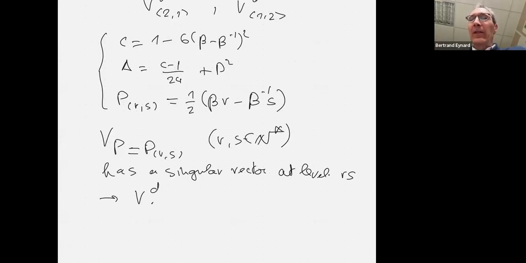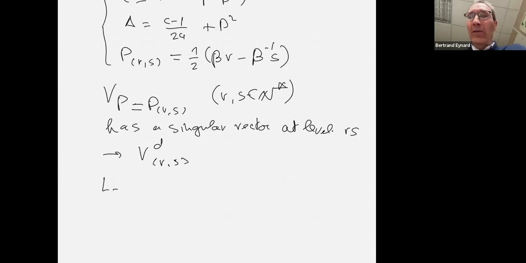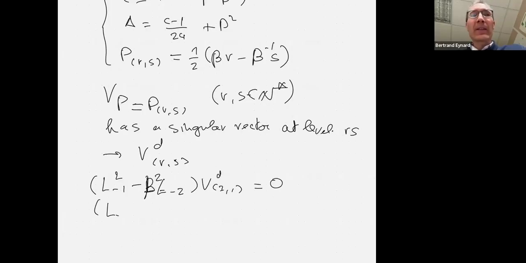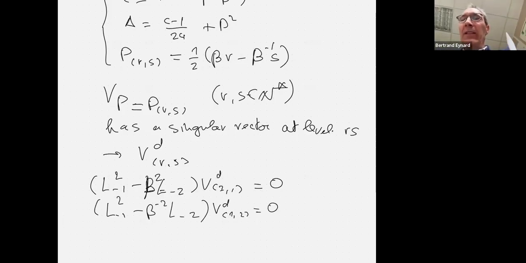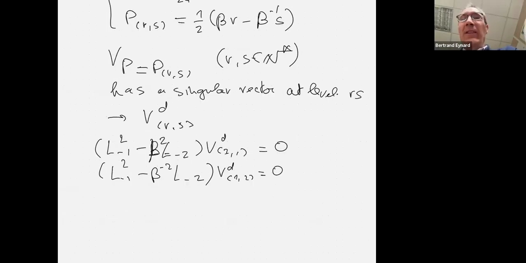In the particular case of level 2, the singular vector itself has a rather simple expression. L minus 1 squared minus beta squared L minus 2 applied to VD21 is 0. And L minus 1 squared minus beta minus 2 L minus 2 applied to VD12 is 0. So these are the degenerate fields with a vanishing descendant at level 2. And this is pretty much all we need to know about degenerate fields.